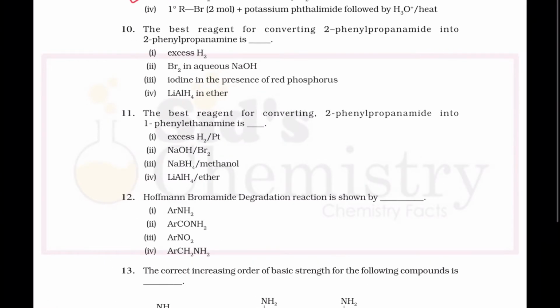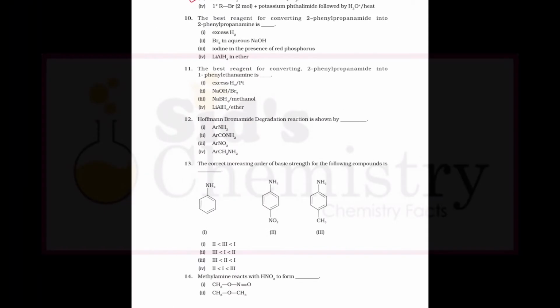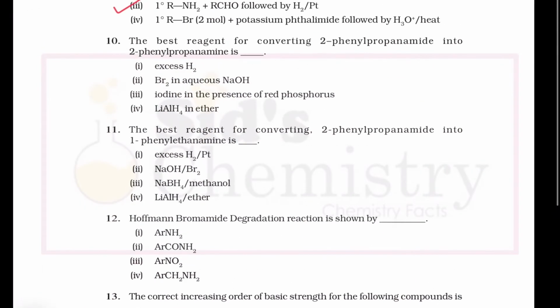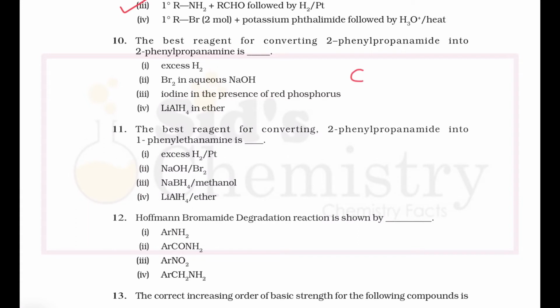Now coming to question number 10. The best reagent for converting 2-phenyl propanamide into 2-phenyl propanamine. Dear friends, 2-phenyl propanamide is a compound with 3 carbons, where the first carbon is the amide and the second carbon has the phenyl group.